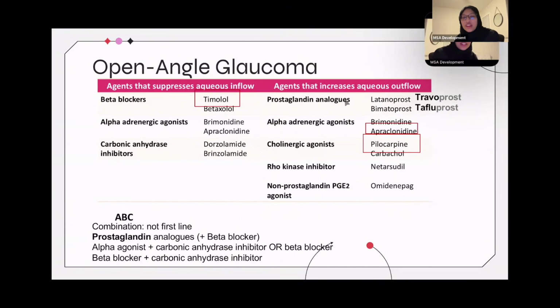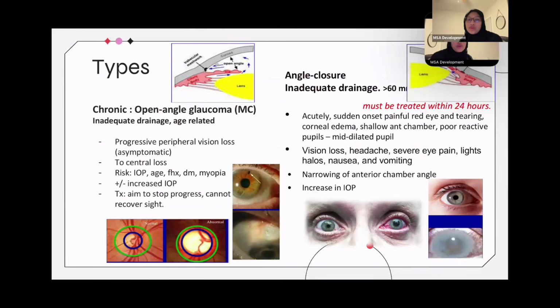Now, the things that increase the outflow are also kind of like ABC, but it's P instead of B. So you have alpha, the same agents. C is something else now, cholinergic agonists. From the name chol, so pilocarpine and carbachol. The P, or the B in this case, is prostaglandin analogs. Anything that ends with -prost is a prostaglandin analog that increases this outflow.